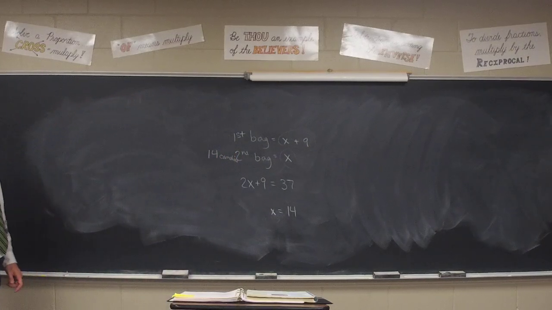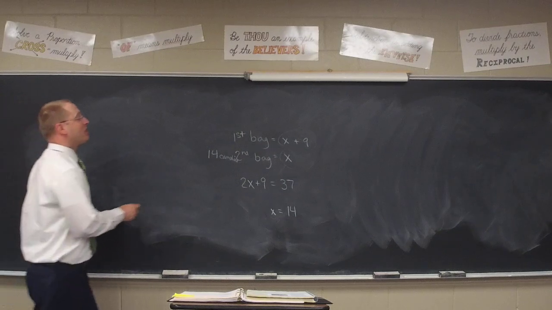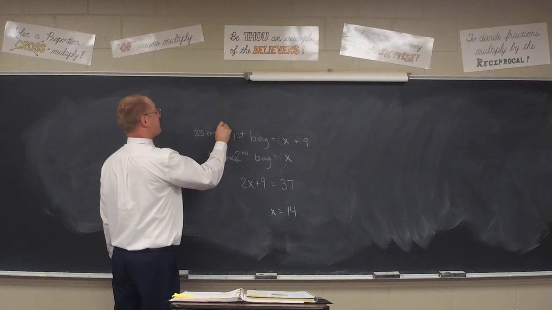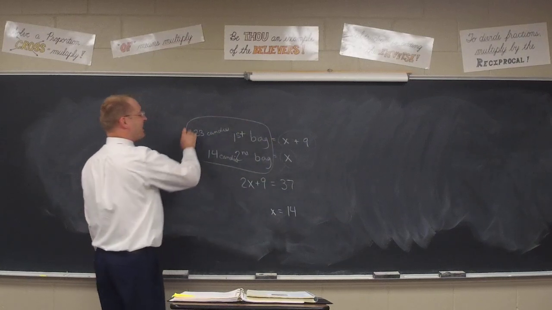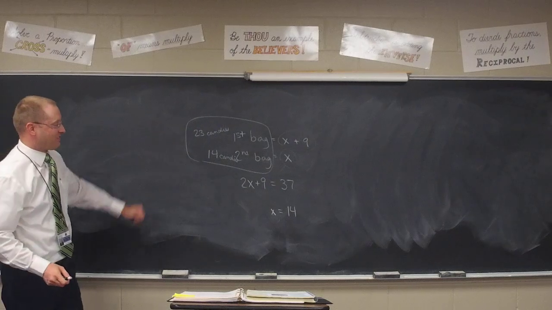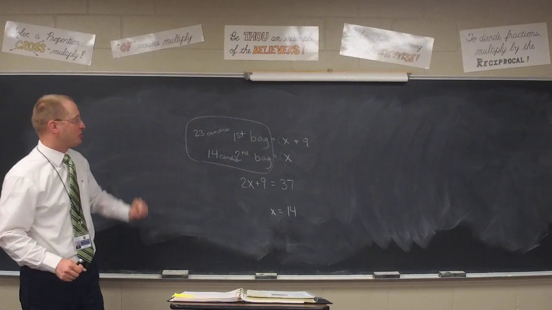And that means that the first bag must have 23 candies. When you add 9 plus 14, it's 23. And there's my 2 answers. How many candies in each bag? 23 in the first, 14 in the second. And there's our 37 candies total.